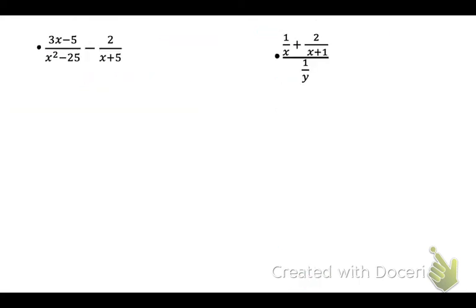Okay, I think we should just do the next one on your own. 3x minus 5 over x squared minus 25 minus 2 over x plus 5. Don't worry about the next one. That's tomorrow. I want to do that one today. We could do it today.